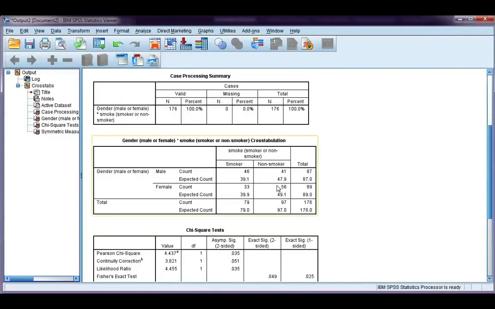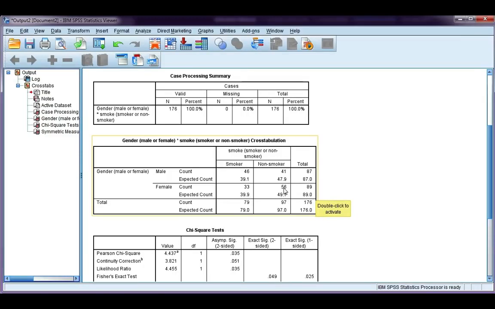Okay, let's look at our first table. This has our crosstabs, and we have our observed count, and we have our expected count. Now, the expected count is what we would expect to observe if there was no association. So, for example, if gender had no relationship with smoking status, so gender was independent from whether or not someone smoked, we would expect to observe around 39 males who are smokers and 47 or 48 males who are non-smokers. Similarly, we would expect to observe around 40 females who were smokers and around 49 females who were non-smokers.